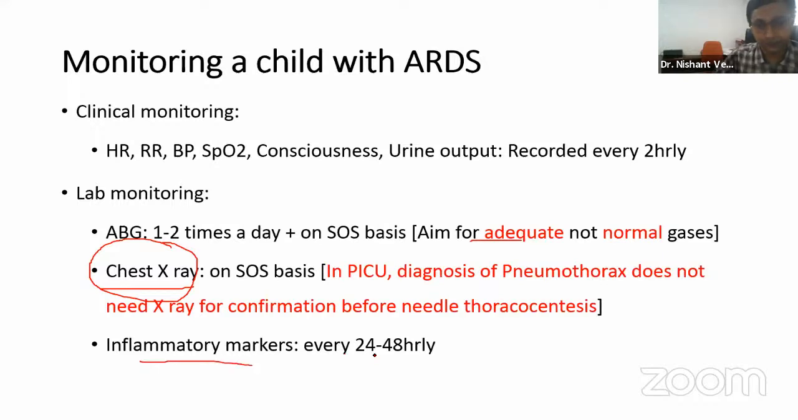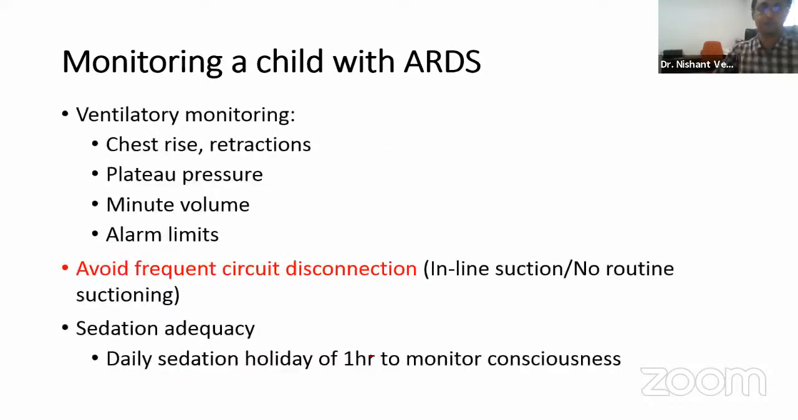Inflammatory markers will be needed every 24 to 48 hours to look for whether the hyperinflammatory state में improvement आ रही है या नहीं. Ventilatory monitoring: look for chest rise, look for retractions, monitor the plateau pressure on the ventilator screen, monitor the minute volume on the ventilatory screen, and set your alarm limits properly, because कई बार आप ICU में जाएंगे, you'll see कि सारे alarms बजते जा रहे हैं. This happens because we have not set the alarm limits properly. अगर हम alarm limits को सही से set करेंगे, तो alarm तभी बजेगा जब उसको बजना चाहिए. So set those alarm limits once you have started ventilation.